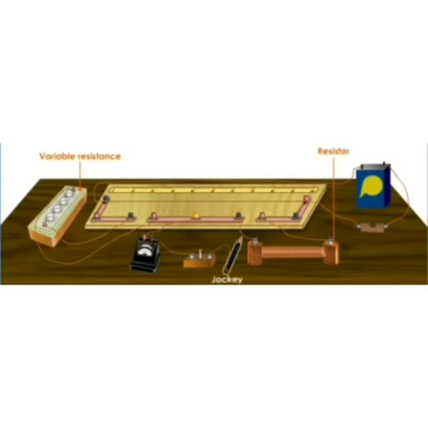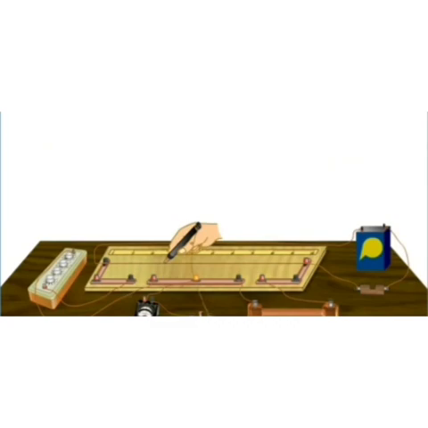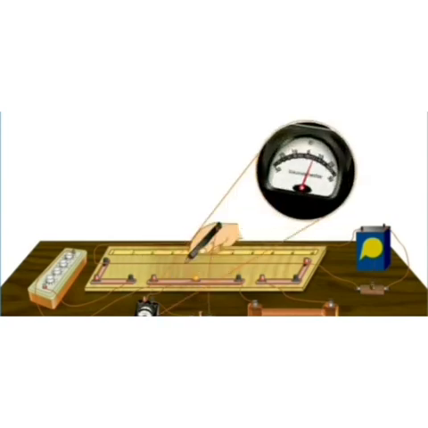Let's see the function of jockey and galvanometer. Jockey is placed on the slide wire. It moves on the slide wire to obtain the balance point. What is balance point? When the galvanometer shows zero deflection, it is called balance point.